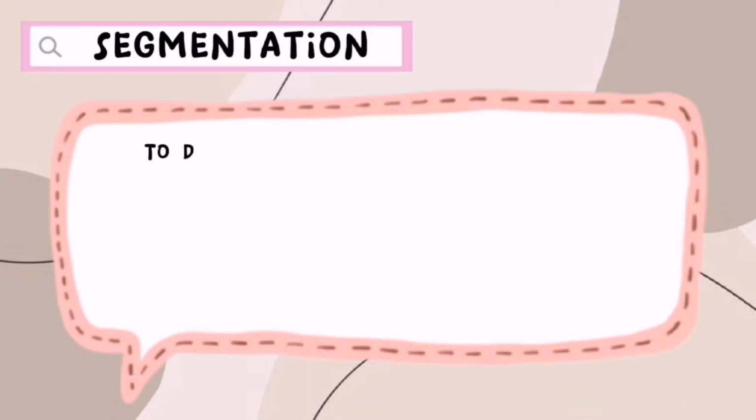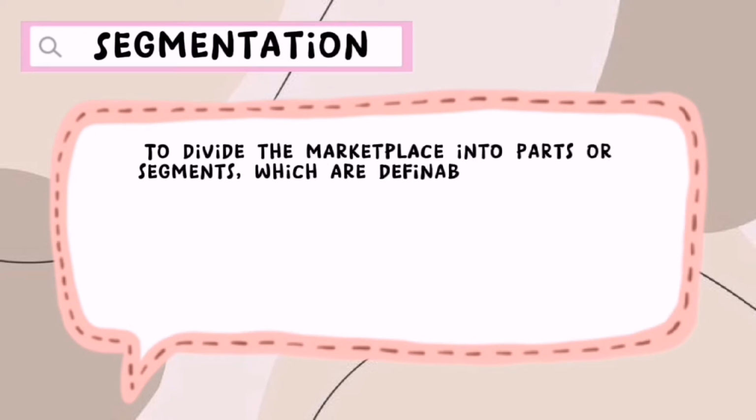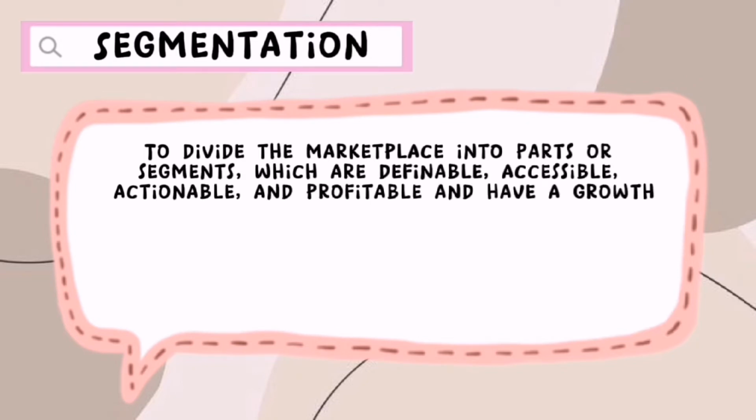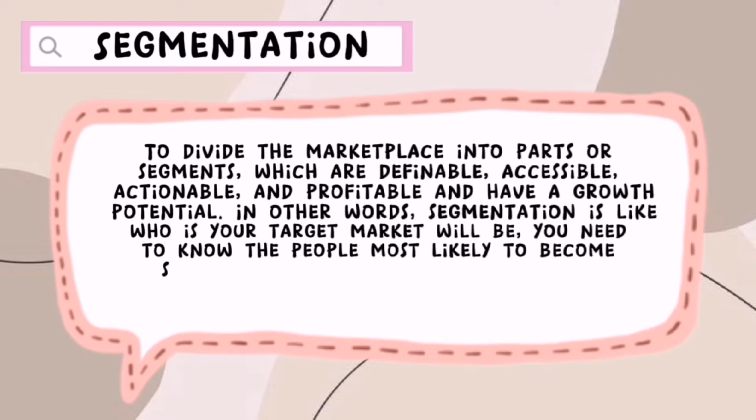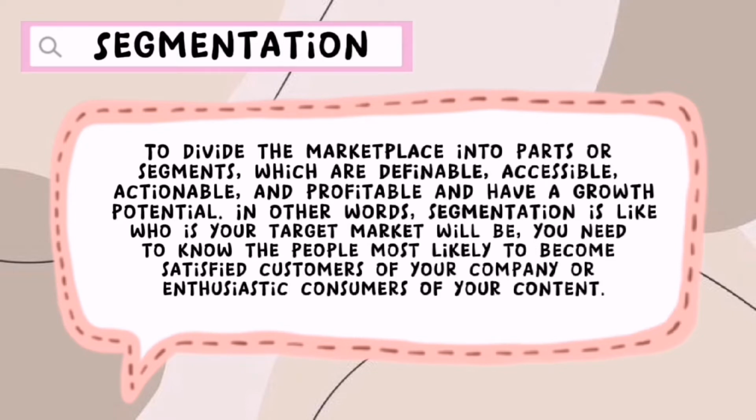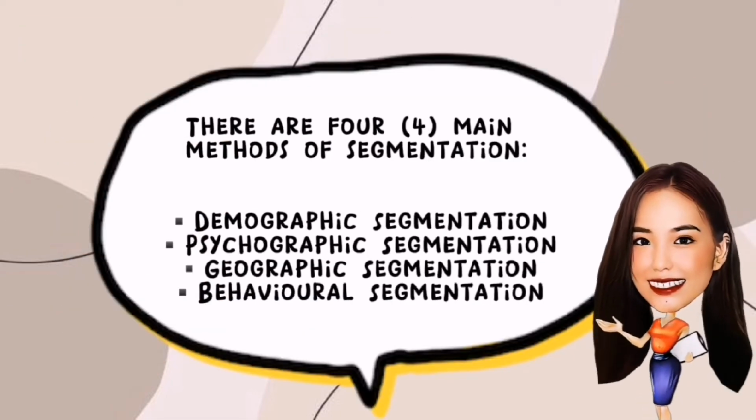Segmentation. Segmentation means to divide the marketplace into parts or segments which are definable, accessible, actionable, and profitable, and have a growth potential. In other words, segmentation is like deciding who your target market will be. You need to know the people most likely to become satisfied customers of your company or enthusiastic consumers of your content. There are 4 main methods of segmentation.